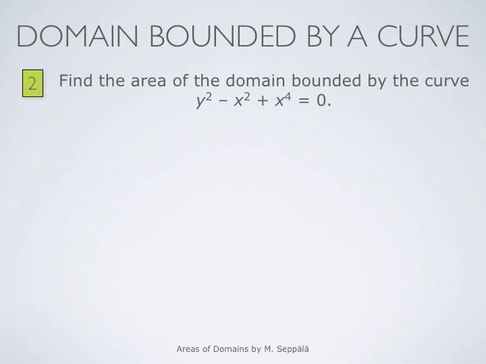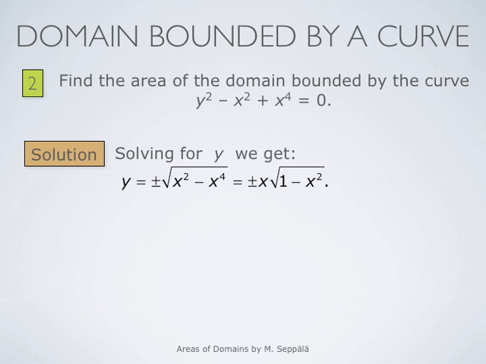In this problem our task is to find the area of the domain bounded by the curve y squared minus x squared plus x to the fourth equals 0. In order to be able to find the area of this domain, we first need to understand how the domain looks. Therefore we first solve for y from this equation. We move negative x squared plus x to the fourth to the right hand side and take a square root, so we get that y equals plus or minus square root of x squared minus x to the fourth.